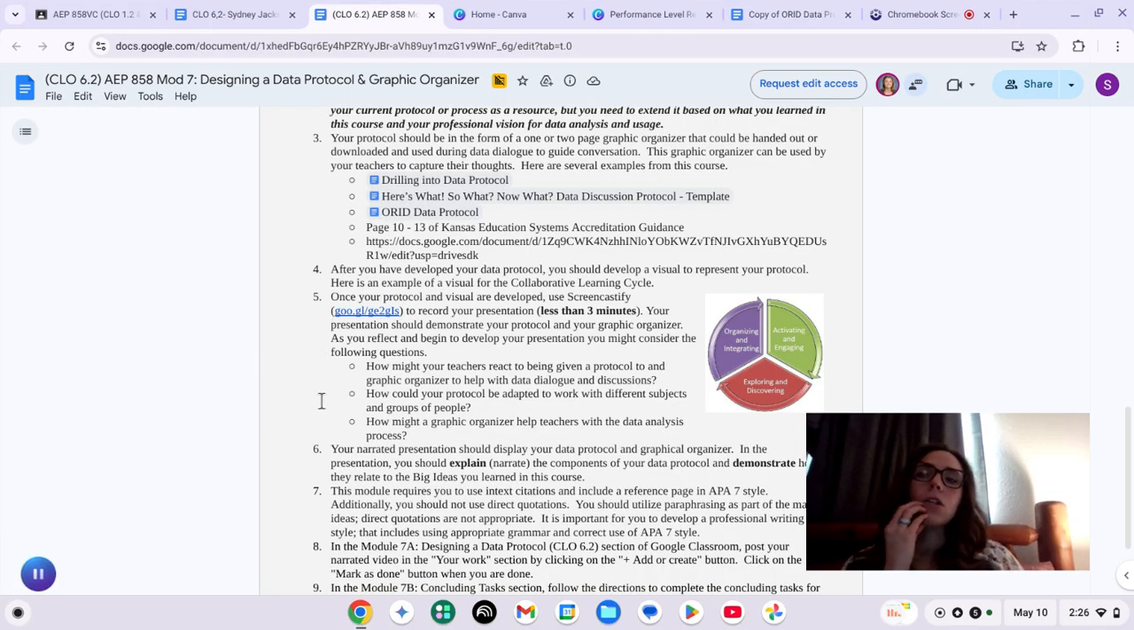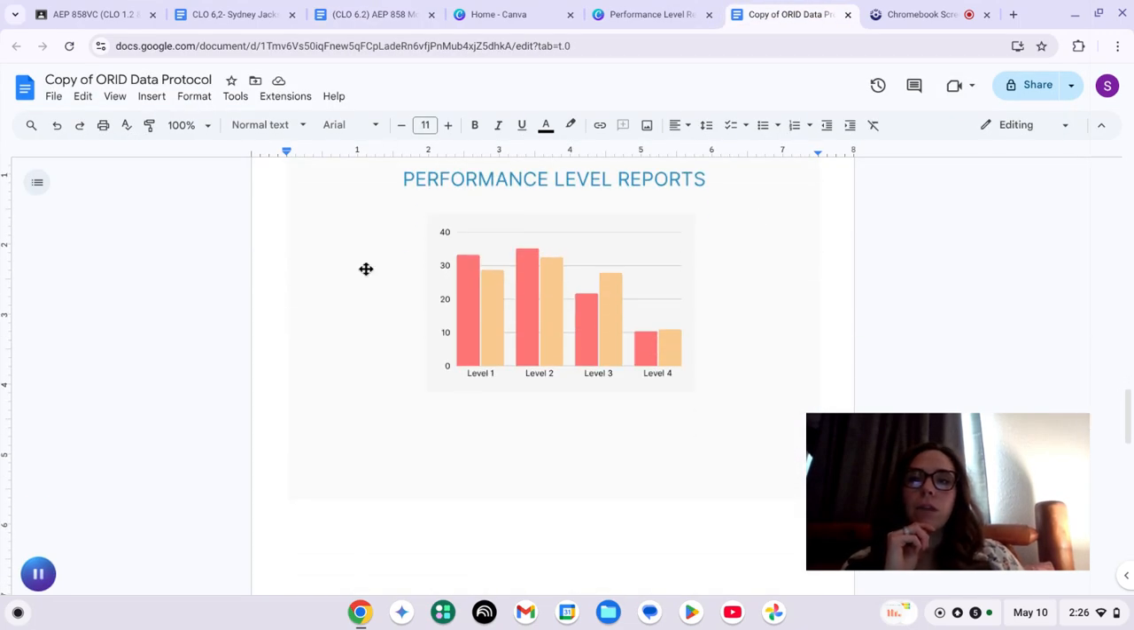Okay, and how might a graphic organizer help teachers with the data analysis process? Okay, so if I come down here, I'm a visual learner. So data like this helps me to really put it into context as to what we are. So I like to look at things like this. I know that other teachers are also visual learners. That way we can see where we are compared to each other every year.